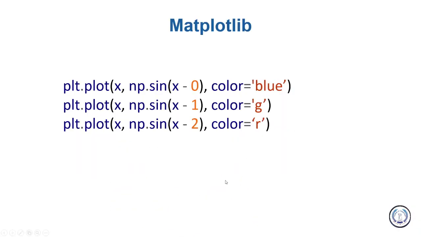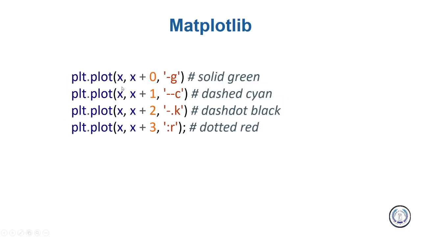Well, yeah, so for example, you can plot with a green color and a solid line, or you want cyan color in a dashed line, or you want a dash-and-dot black line, or maybe you want a completely dotted line in red color.